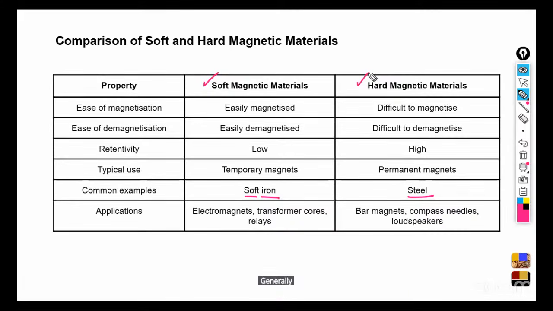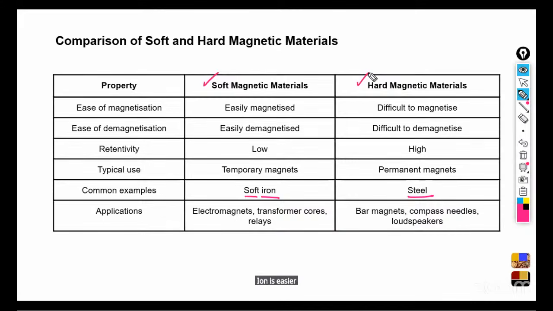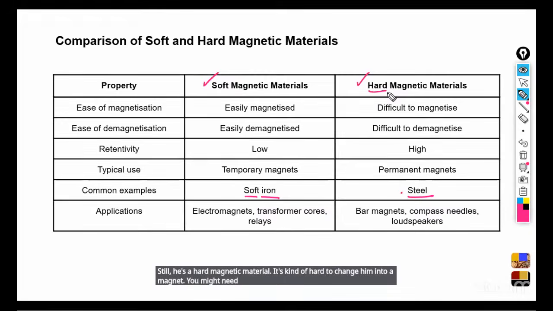Generally, a soft magnetic material is easy to magnetize. That means if you have a piece of iron and you want to change the iron into a magnet, remember I gave you three ways to create magnets. Iron is easier to change into a magnet. Steel, he's a hard magnetic material. It's kind of hard to change him into a magnet. You might need to use a stronger DC current, or you'll have to hit it harder with a hammer.